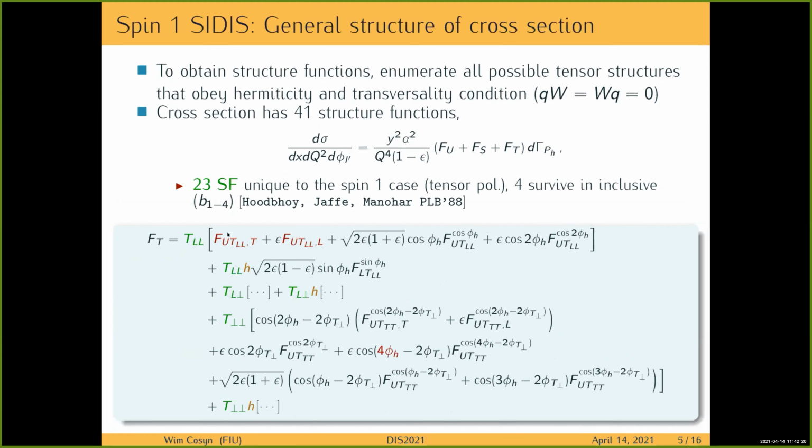Then in the tensor polarization region, there are 33 additional structure functions, so you get a lot of azimuthal dependencies, obviously.